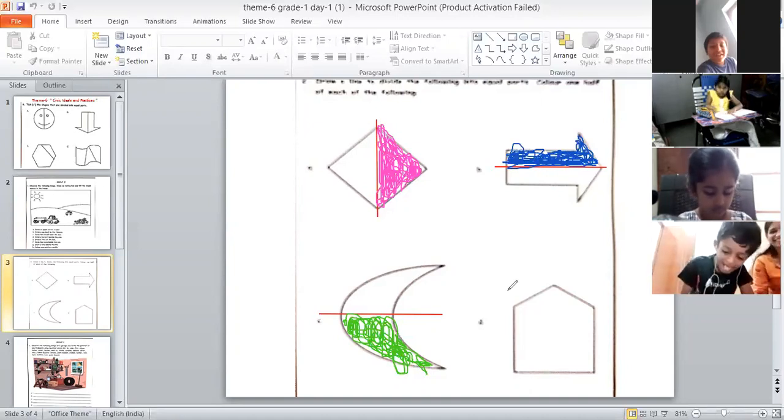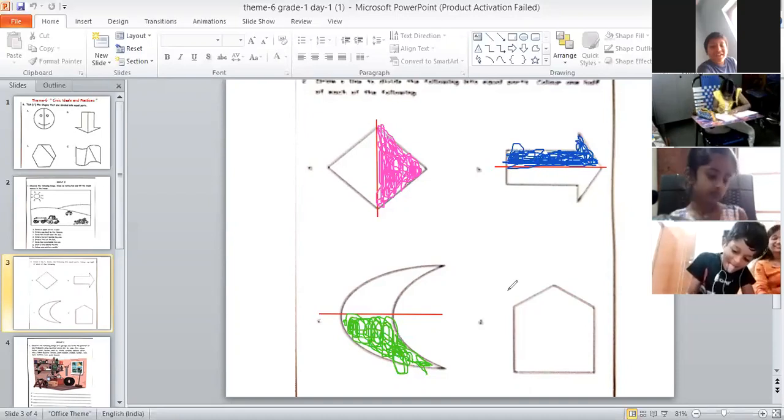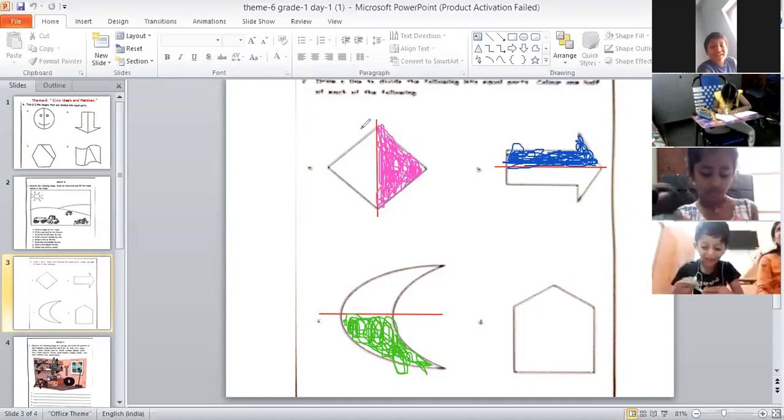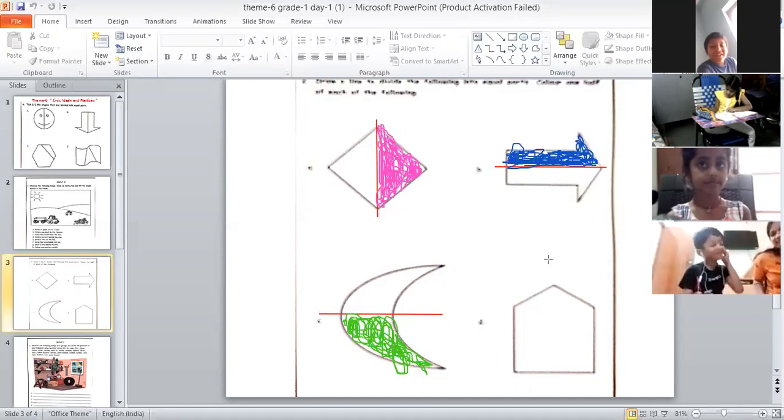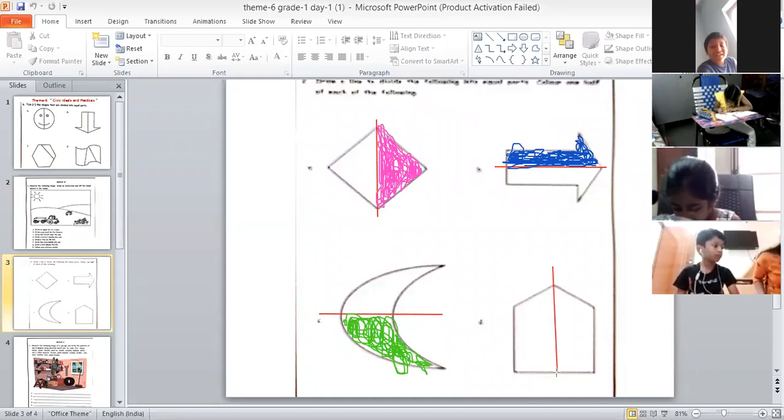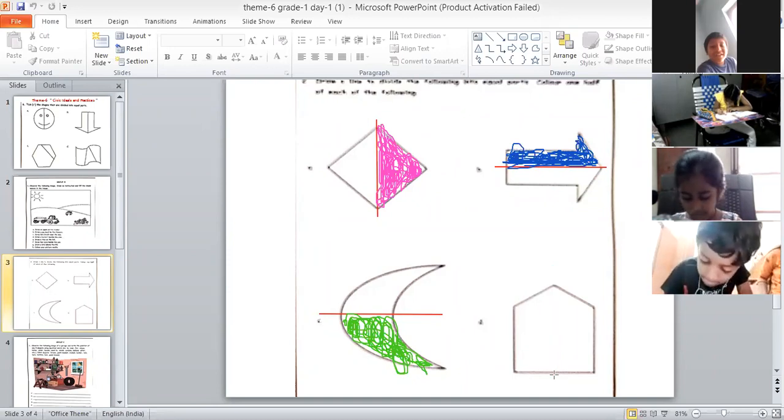See, this is fine. Okay, we have to draw a vertical line here. But we should also know from where we have to draw this line. So this is the corner of this shape from where we will be drawing this vertical line to divide this shape into equal parts.